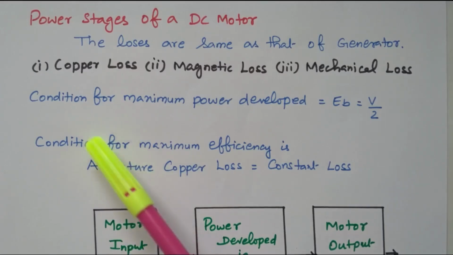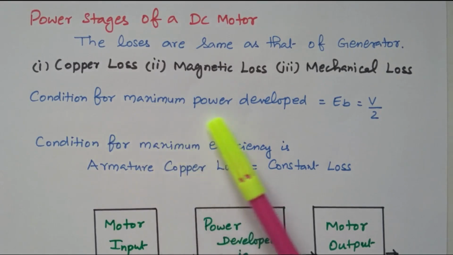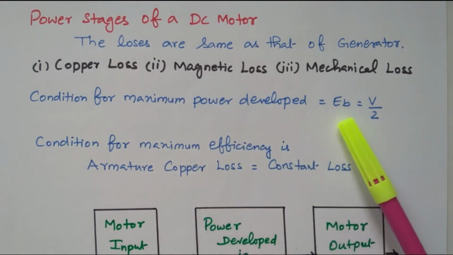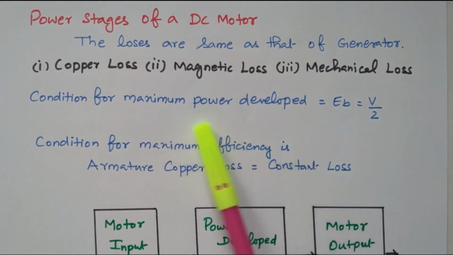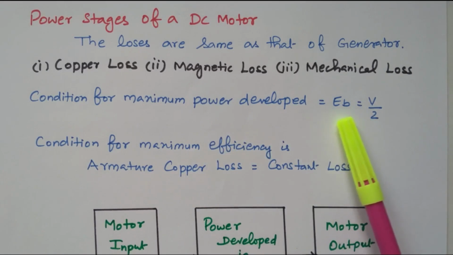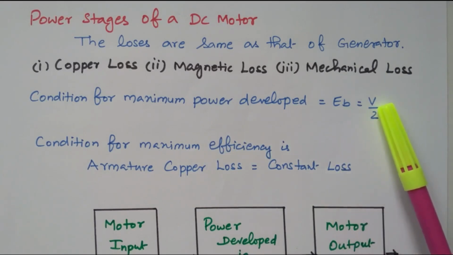Here one more condition is given. The condition for maximum power developed is back EMF equal to V divided by 2, the applied voltage divided by 2. That will give the maximum power developed. Back EMF created in the motor should be equal to half of the applied voltage. Then we will get the maximum power developed.